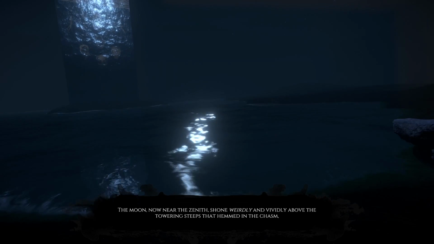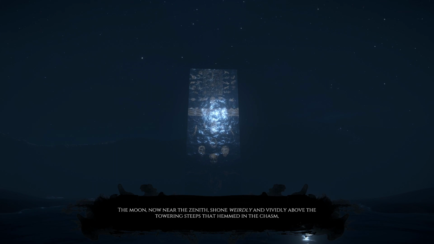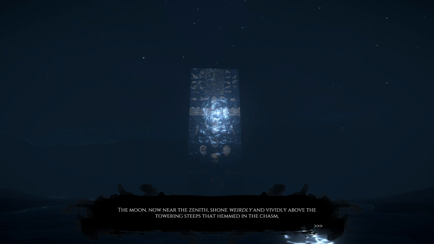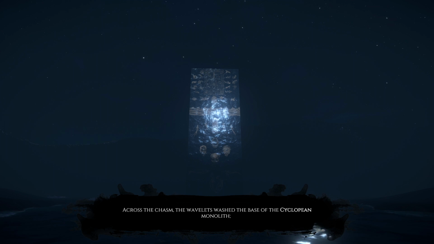The moon, now near the zenith, shone weirdly and vividly above the towering steeps that hemmed in the chasm, and revealed the fact that a far-flung body of water flowed at the bottom, winding out of sight in both directions and almost lapping my feet as I stood on the slope. Across the chasm, the wavelets washed the base of the Cyclopean monolith, on whose surface I could now trace both inscriptions and crude sculptures.